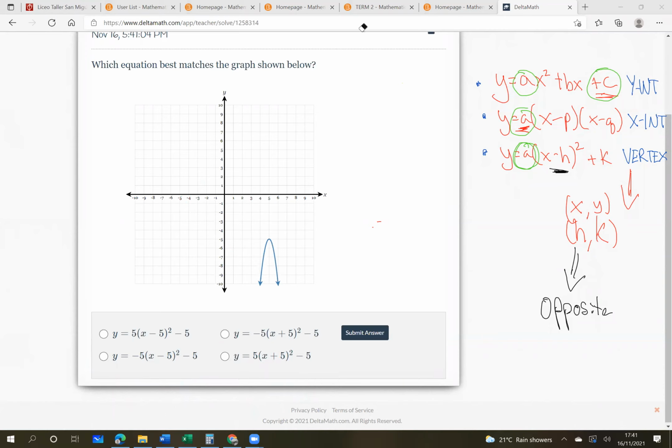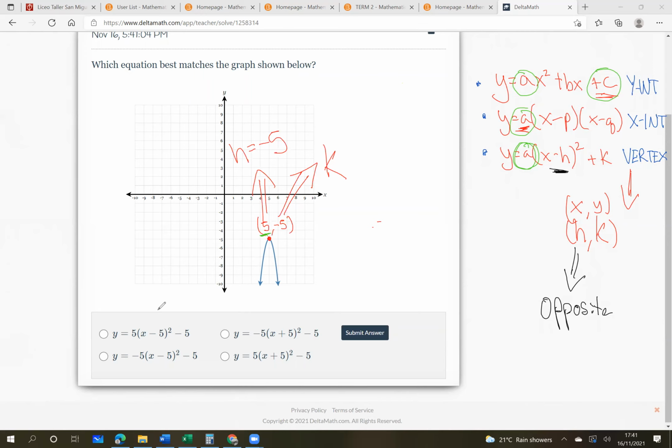Take a look. Now, here, it looks like our vertex is right here, and the coordinate of that is 5, negative 5. Interesting. So negative 5 is going to have to be our k, and our h is going to have to be the opposite. H equals negative 5 because it's the opposite of 5. If it says 5 in my x-coordinate, it means it's the opposite.